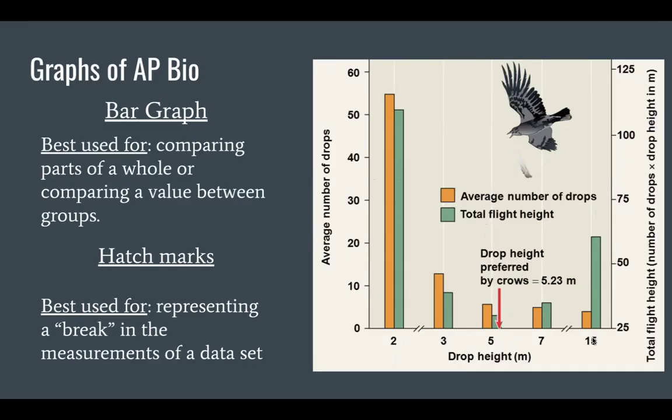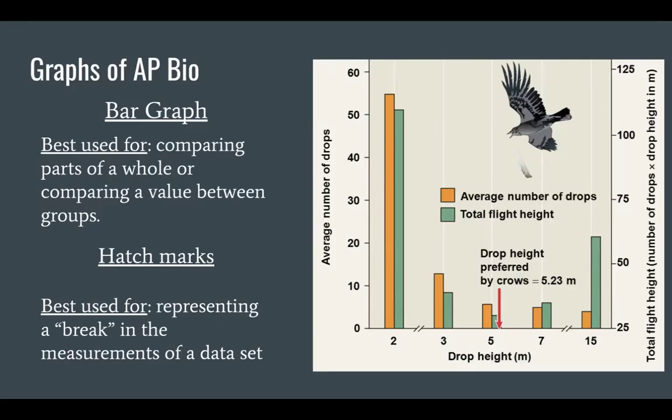Now, it's interesting because if you look at 15 meters, and this might be why the researchers chose to represent 15 meters here because it shows some interesting data. If you look at 15 meters, it shows that the total flight height is substantially larger. So if they're dropping the seed from higher up, they're not going to have to drop it as many times, but they're still going to have to fly an increased amount of height.